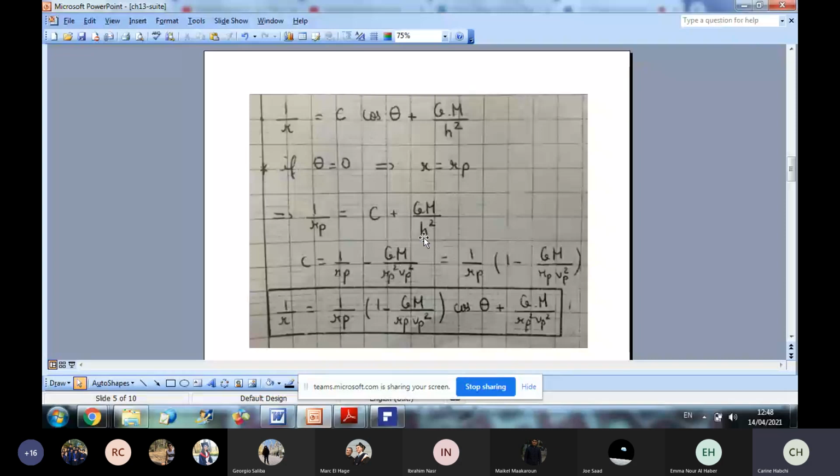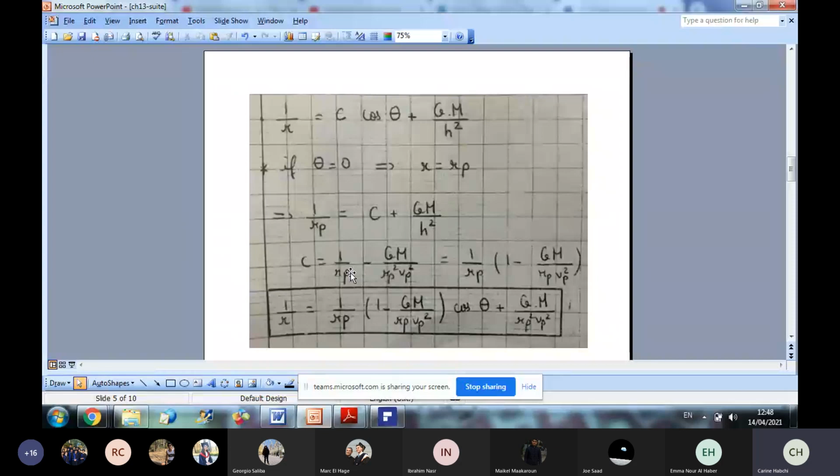And as I told you, at perigee and apogee, since the velocity is perpendicular to the position vector, it can be written as V equal to R theta dot. And since H is R squared theta dot, you can replace at apogee and perigee H by R times V. So at perigee point, it's RP VP, and at apogee point, it's RA VA.